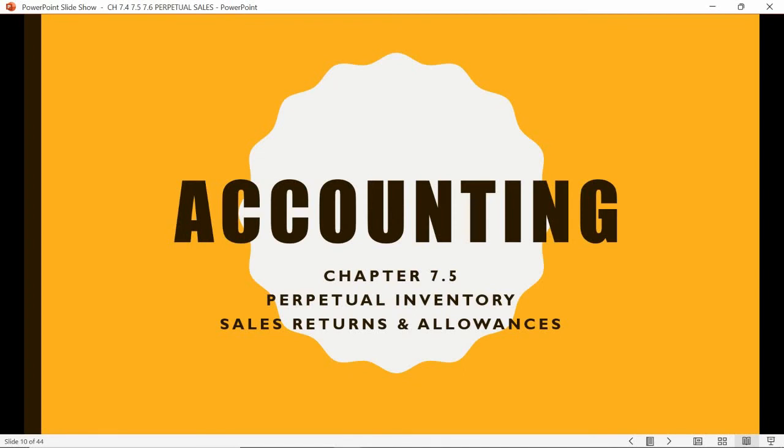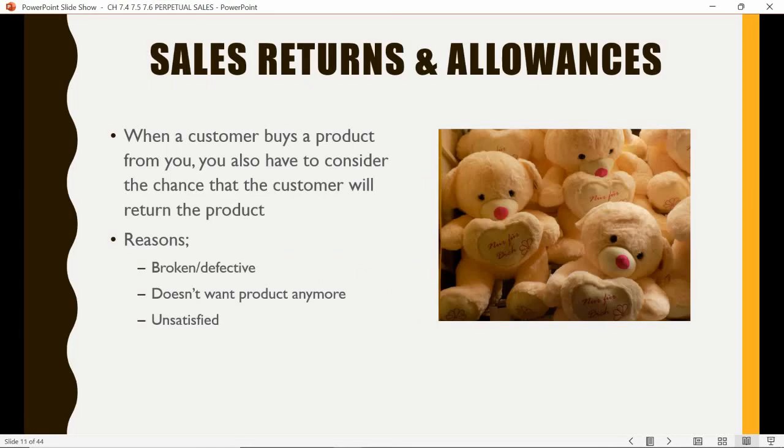Okay. So now I'm going to talk about sales returns and allowances, because of course, if you're going to sell a product, you have to also be willing to accept that not everybody's going to like your product, right? If you have the ability to sell, you also have the possibility to get a return and allowance, okay? Why? When customers buy the product and then take it home, it could be broken, it could be defective, it could be damaged. Maybe they don't want it anymore.